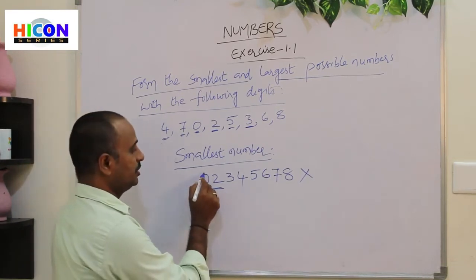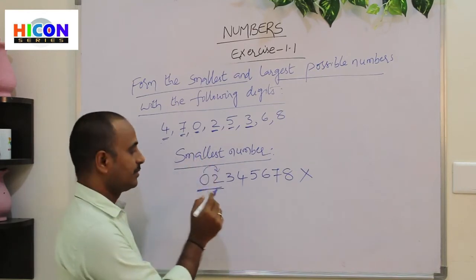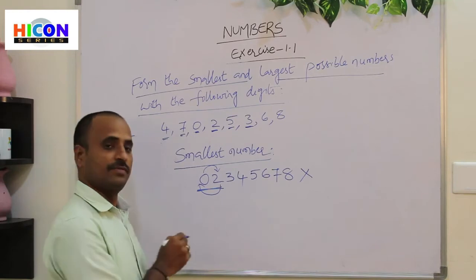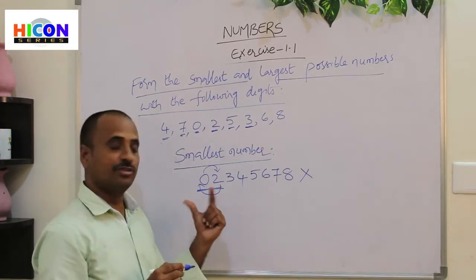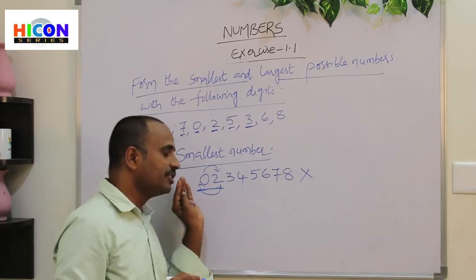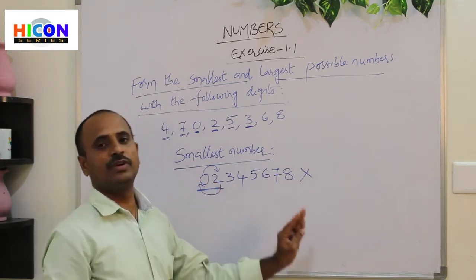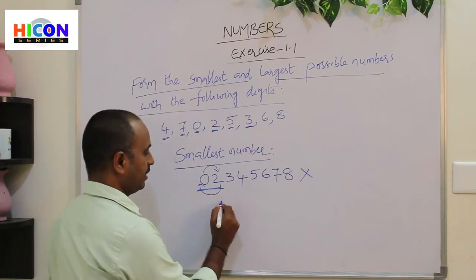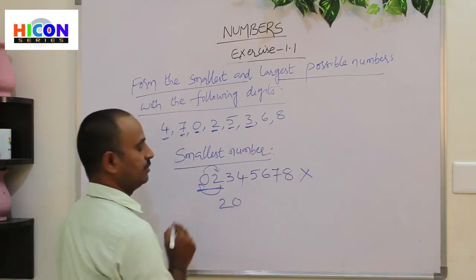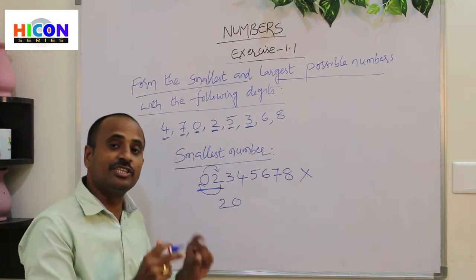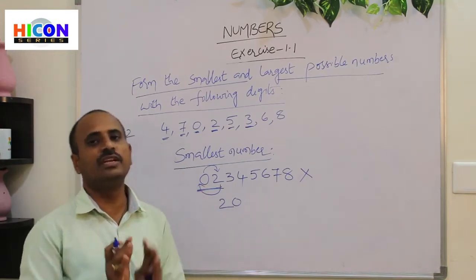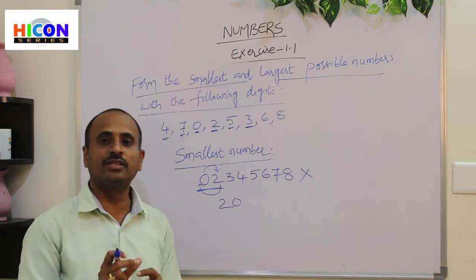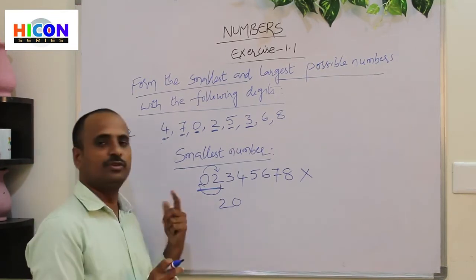That means 0 should be written in the second place and the second digit should be written in the first place. So that's why we have to arrange the first two digits and the remaining digits should be written as usual. They should not be changed. So the smallest number would become like this. That means 20. So we have to interchange the places of the first two digits only. So if 0 is the starting digit, we have to interchange the places of the first two digits.